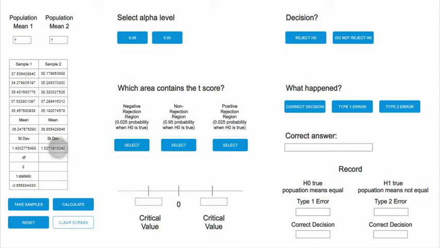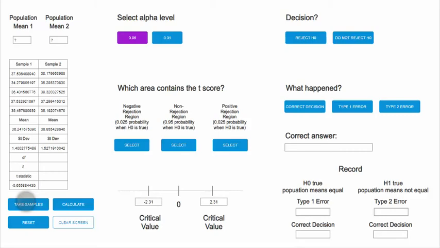Now what you need to do is select your alpha level. And it's typically always 0.05 in a hypothesis test. So in this activity, I'm always going to have you select 0.05. And when you click 0.05, what it does here is it reveals the two critical values for 0.05 and also for your sample size. These come from the t-table. Now what you need to do is look at the t-score of your data set and decide which of the 3 areas it's located in.